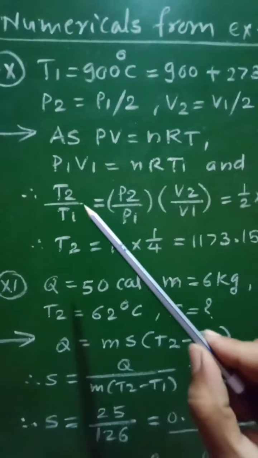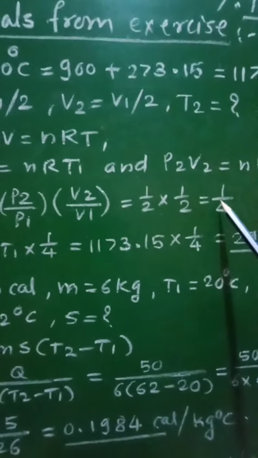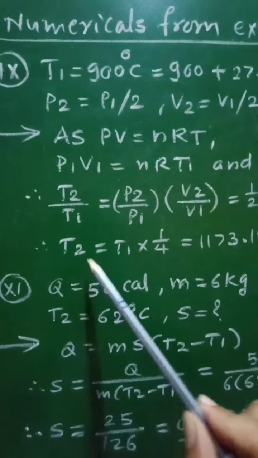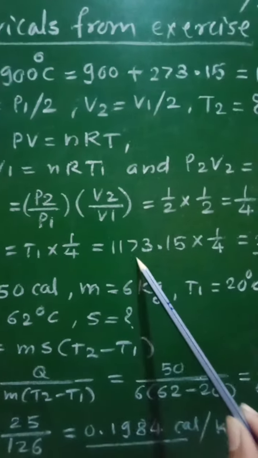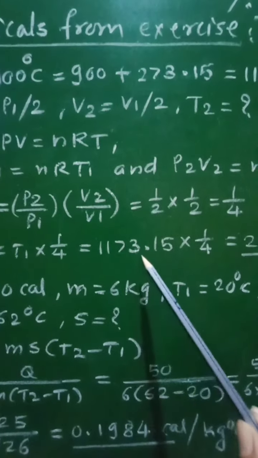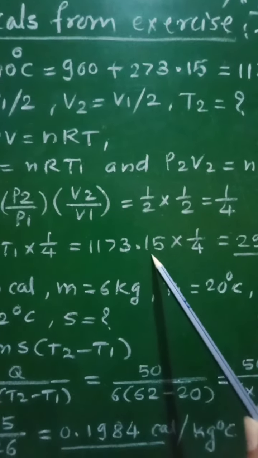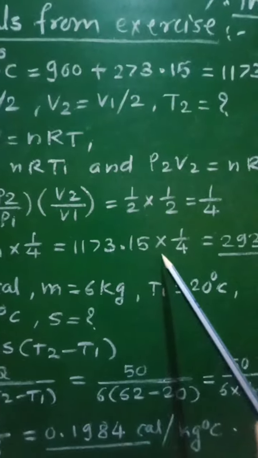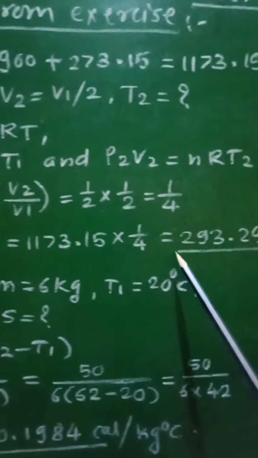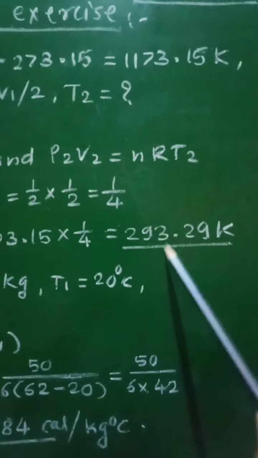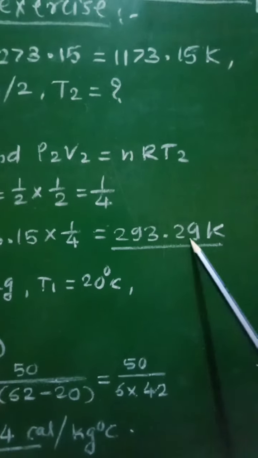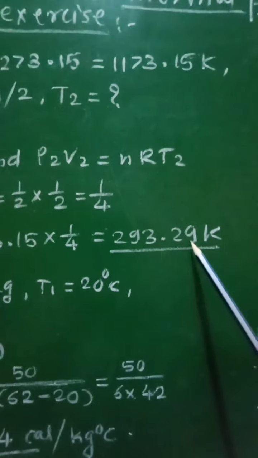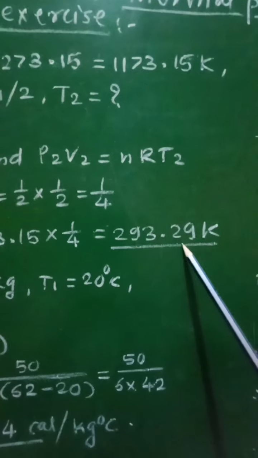And therefore, as T2 by T1 equal to 1 by 4, T2 will be equal to T1 into 1 by 4, which is equal to 1173.15, that is value of T1, into 1 by 4, which comes out to be 293.29 Kelvin. This will be the final temperature T2.